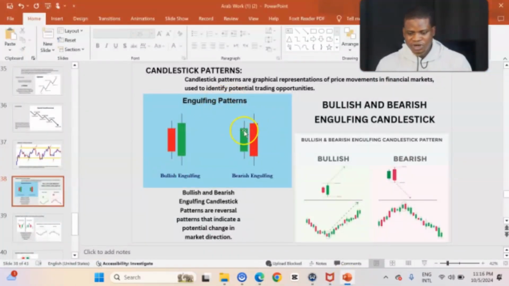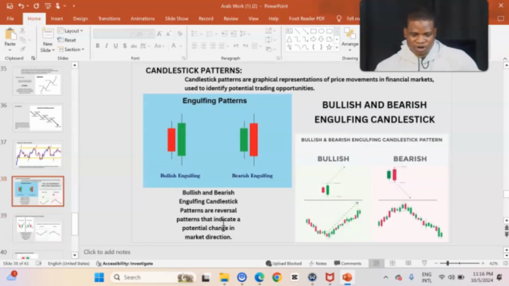So now, the first one I'm talking about is the engulfing pattern. It is divided into two: the bullish engulfing and the bearish engulfing. I said earlier that bullish means price is going up and bearish means price is going down. Candlestick patterns are graphical representations of price movement in the financial market used to identify potential trading opportunities. Right? The bullish and bearish engulfing patterns are reversal patterns. It means when price is at a point and you see these patterns, they tell you the market is about to move in the opposite direction.